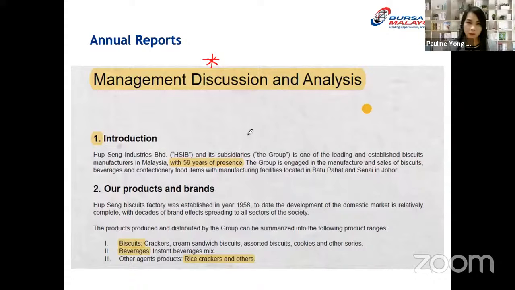They have to be transparent. So they will say all kinds of things, including negative as well. So you can see that this biscuits manufacturing company is producing biscuits. They also venture into beverages, and they also become like a distributing agent for some of the biscuits or the rice crackers. Okay, so they have all these different business segments.